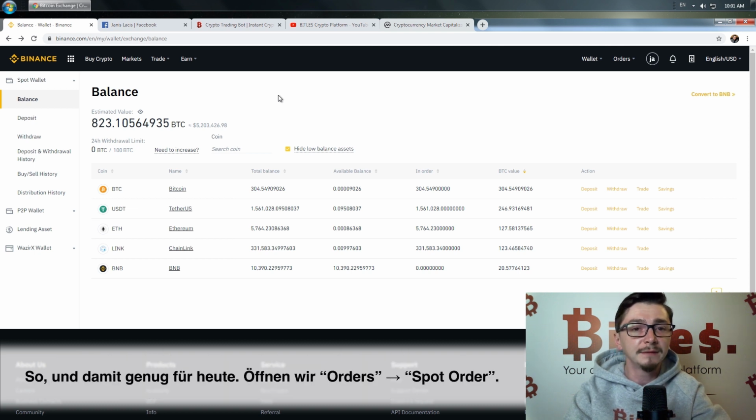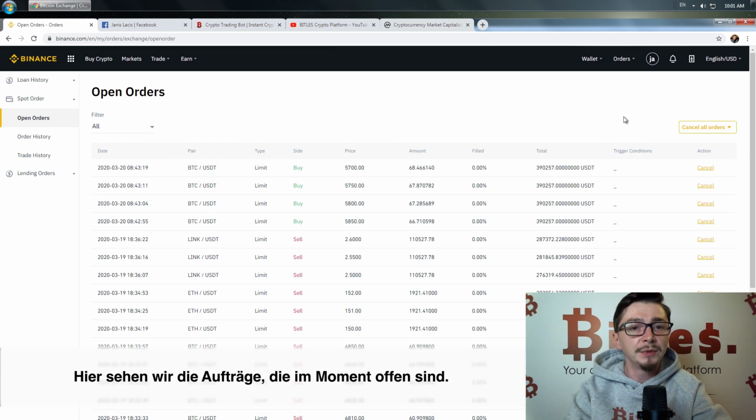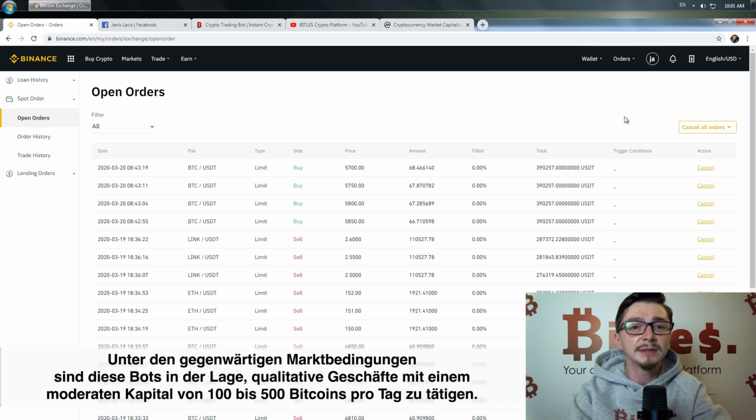Well, and the last for now. Let's open orders. Spot order. So, here we can see the orders that are open right now. My friends, I would like to mention that now only 5 of our low-frequency bots are operating in this account, in LS to USDT and BTC to USDT directions. In the present market circumstances, these bots are able to make qualitative trades for moderate capital of from 100 to 500 bitcoins per day.